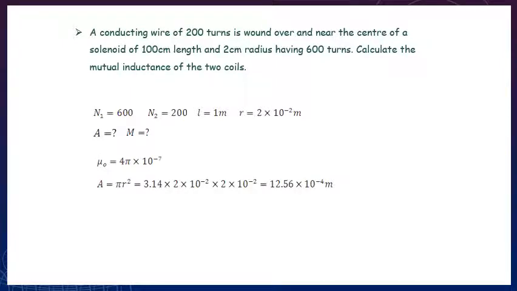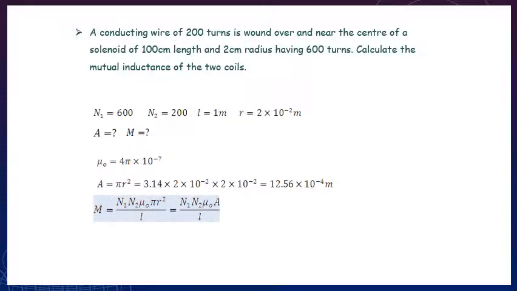So we will find out what is area. Area is pi r square. Pi is 3.14. You can substitute it as 22 by 7 as well. So after pi you have to have radius square. Radius square is 2 into 10 power minus 2 into 2 into 10 power minus 2. So if you calculate this value, you will be getting it as 12.56 into 10 power minus 4 meter.